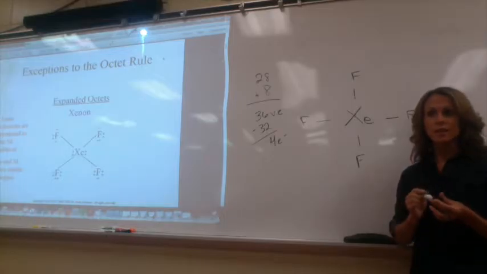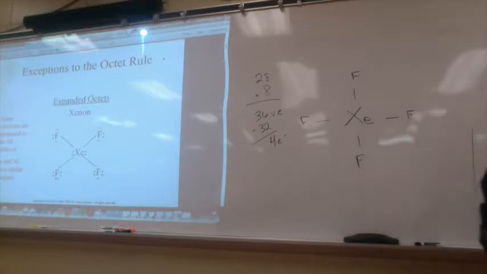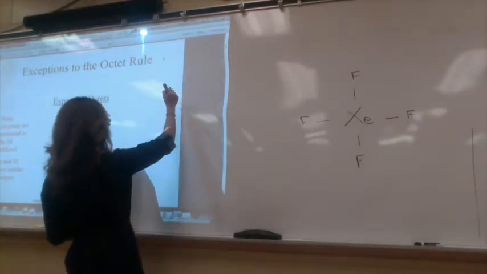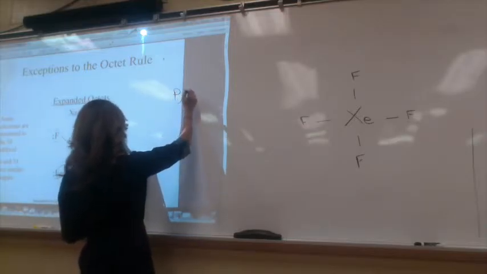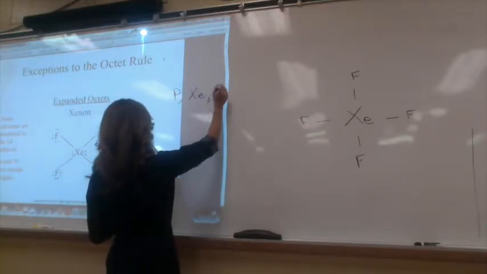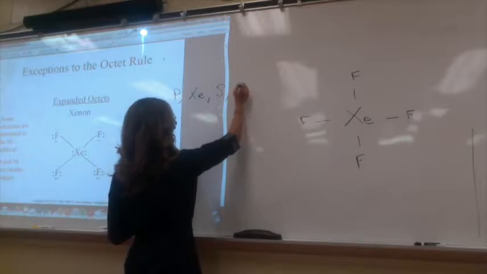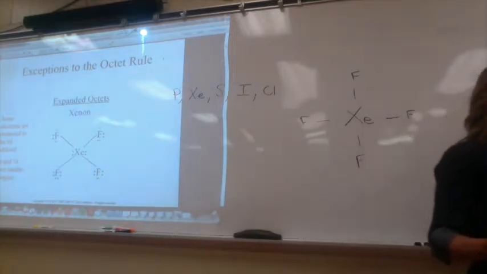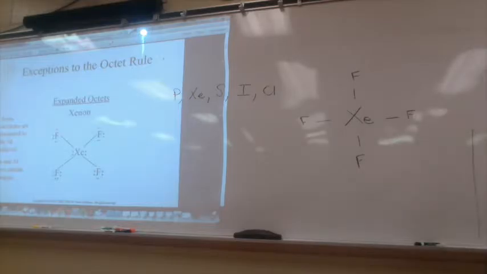So you would see you have an expanded octet. There are other atoms that will expand their octets. I'm going to write them down for you so that you kind of recognize them. It's definitely phosphorus. We just did that one. Xenon, we just did that one. Sulfur will expand, iodine will expand, and chlorine will expand. These are common ones to see as an expansion.